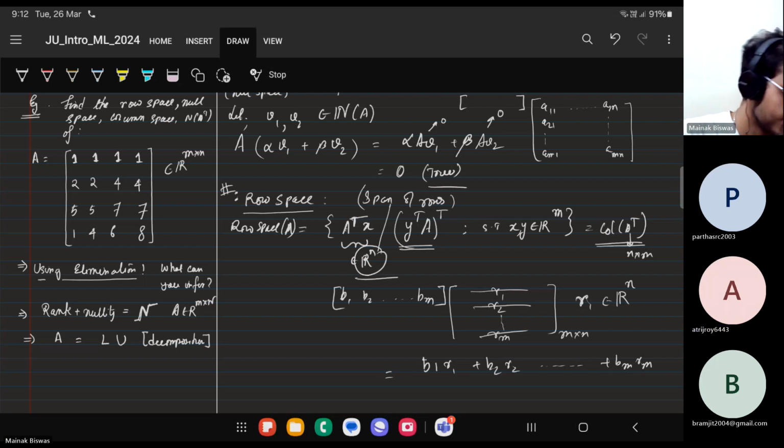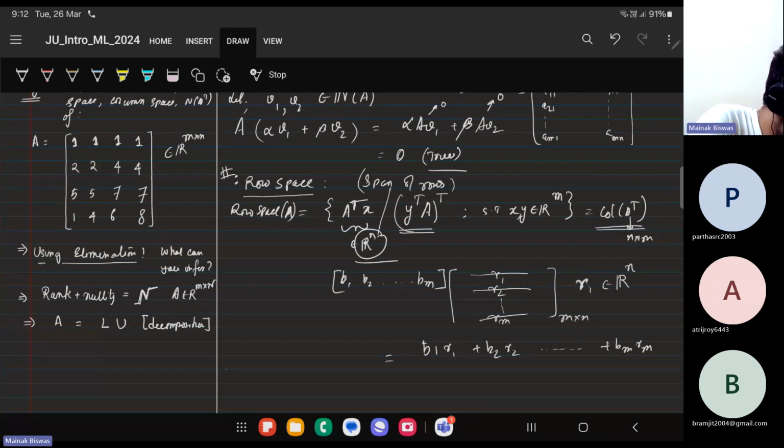Yes. So what will be the null space of, let me just write it down, the null space of A transpose? This will be all Y so that A transpose Y equals to 0.